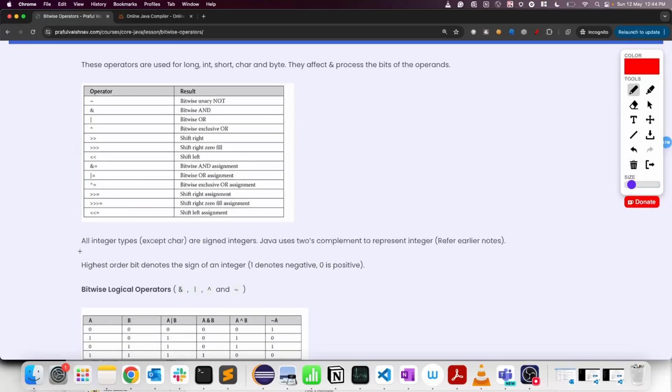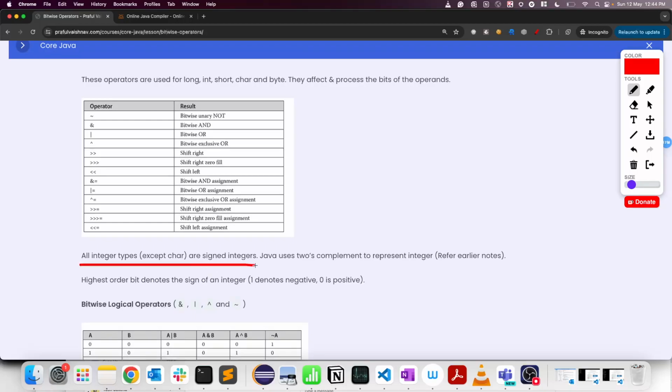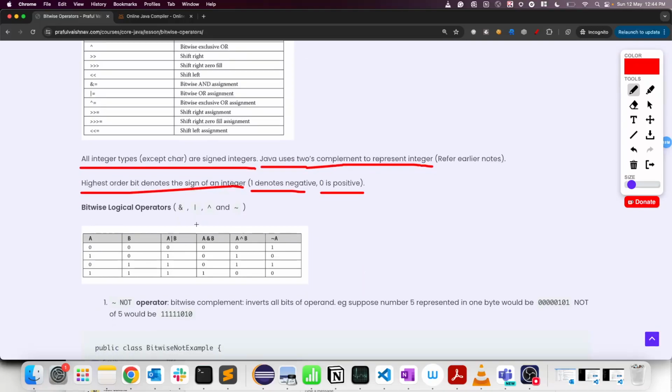Here we have seen all integer types except char are signed integers. Signed means the value can be plus or minus, but char is always unsigned, that is, it is always positive. And Java uses 2's complement to represent integers. I have talked in detail about what 2's complement is and how Java represents any negative number using 2's complement. The higher order bit denotes the sign of an integer. If it is 1, the number is negative, and if it is 0, the number is positive.